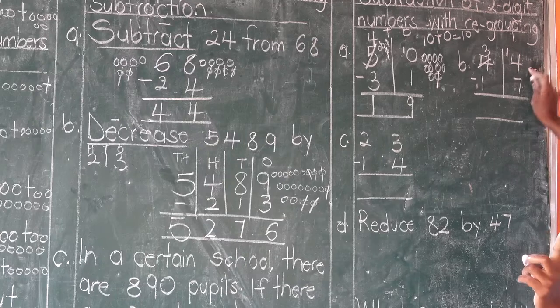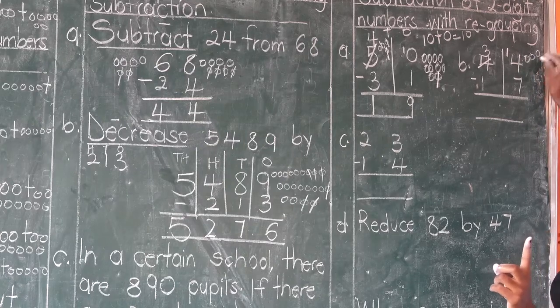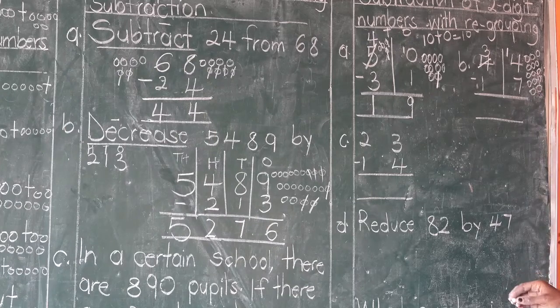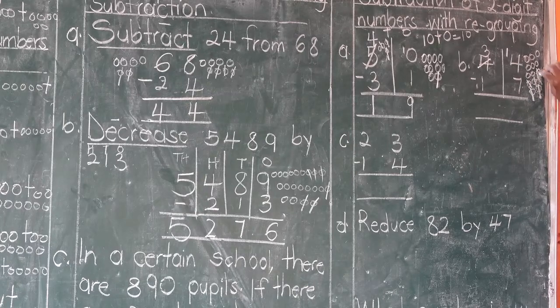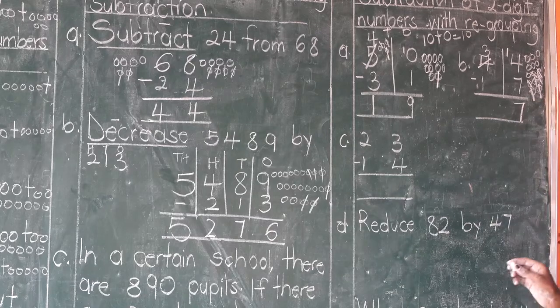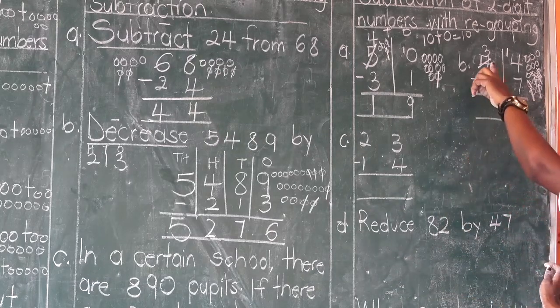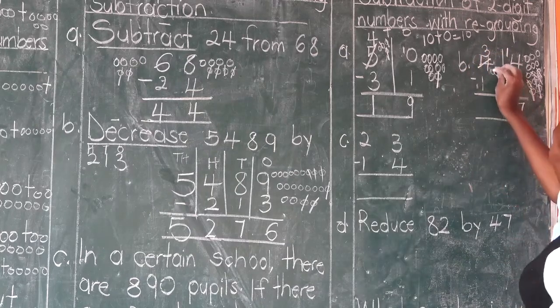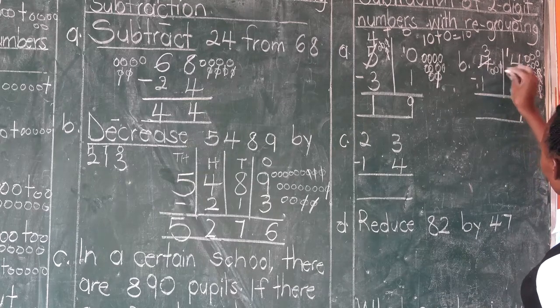Now let's draw our 14 balls. 1, 2, 3, 4, 5, 6, 7, 8, 9, 10, 11, 12, 13, 14. Take away 7. 1, 2, 3, 4, 5, 6, 7. How many have remained? We remained with 7. We come to tens. Under tens, we remained with 3. Now 3 take away 1. 1, 2, 3. Take away 1. We shall remain with the 2.